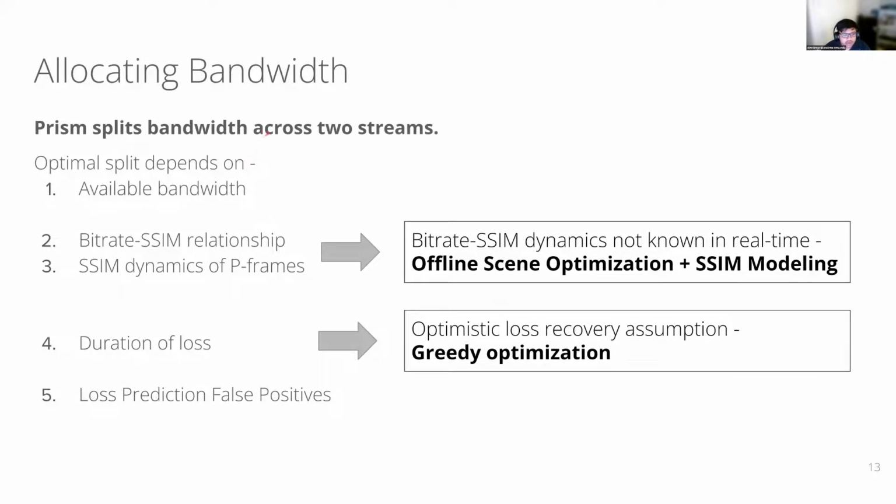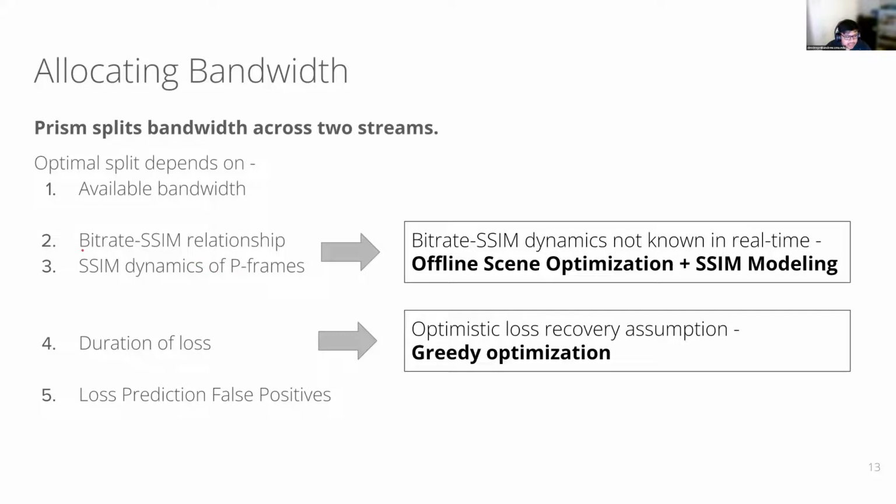So now the key question here is, how do we split this bandwidth in order to optimize the video quality? The optimal split depends on many factors. The first is the available bandwidth. The second is the relationship between bitrate and SSIM. The third is the SSIM dynamics of p-frames. The fourth is how long the loss lasted. And the fifth is the rate of false positives for the loss prediction mechanism being used.